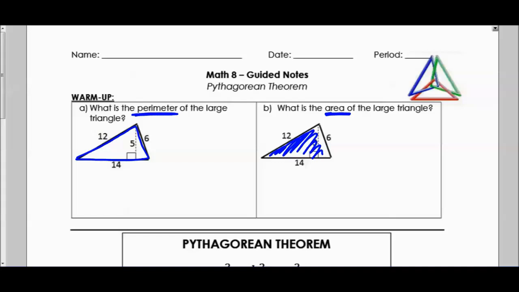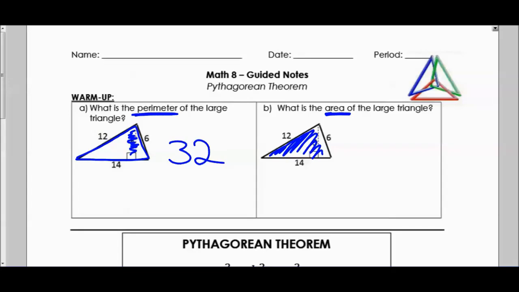So the distance around the outside of this triangle does not include this 5 at all. We don't just add up all the numbers that we see. We just add up the outside sides of it. So it's 12 plus 14, which is 26, plus 6, which is 32. So the perimeter of that triangle is 32 units.